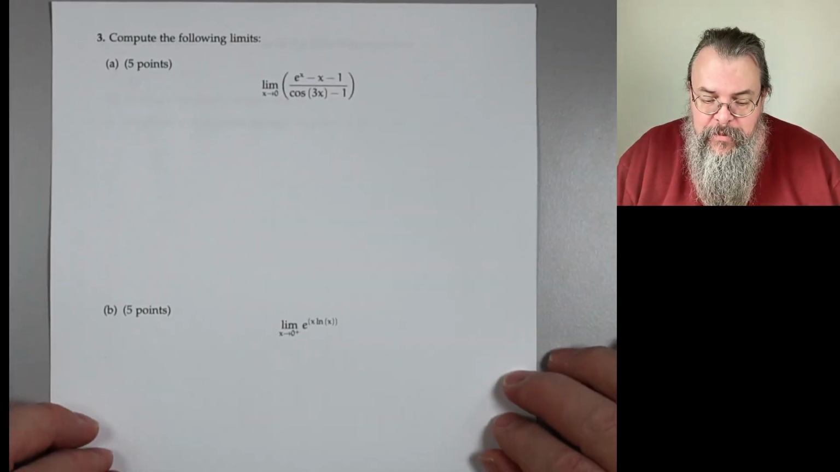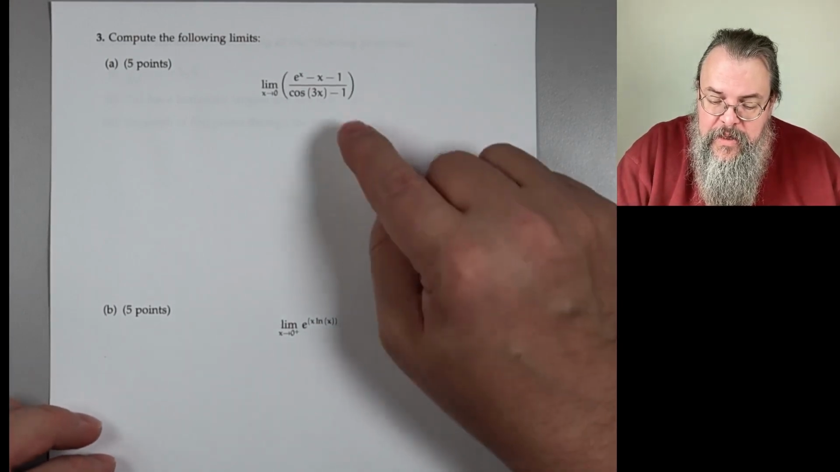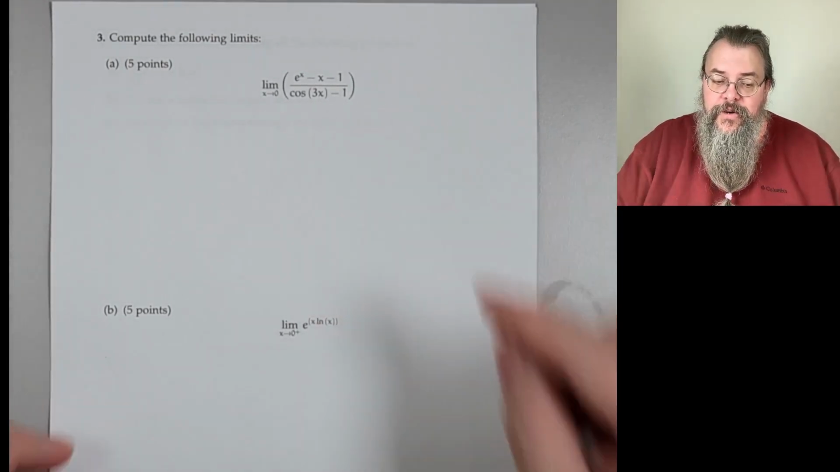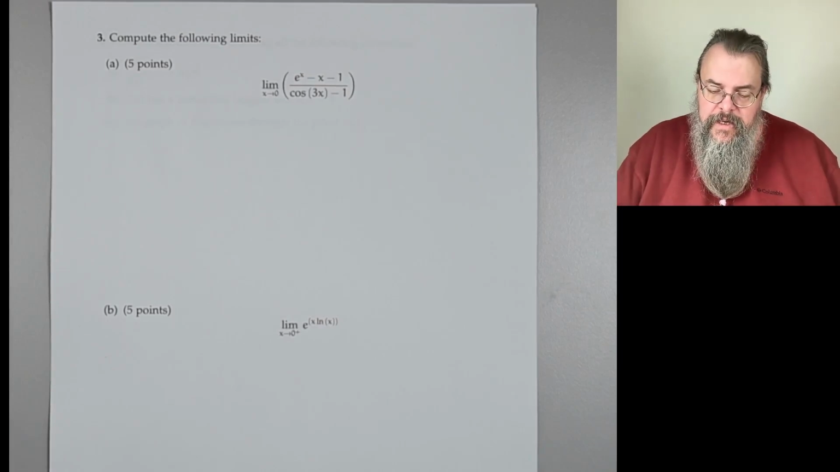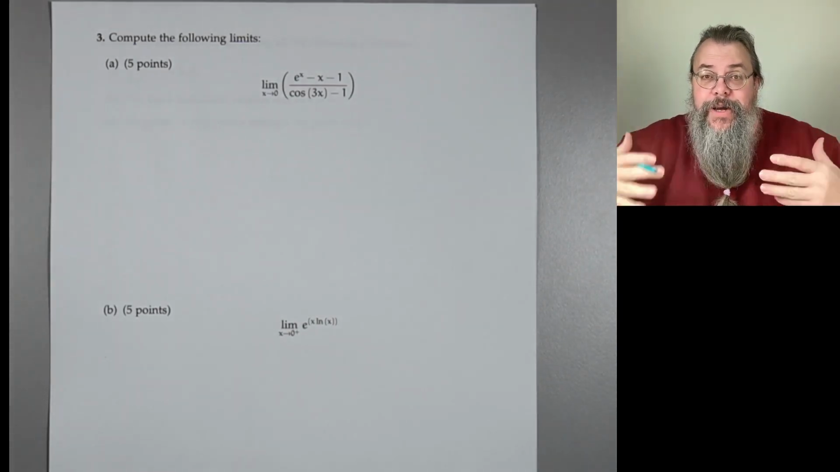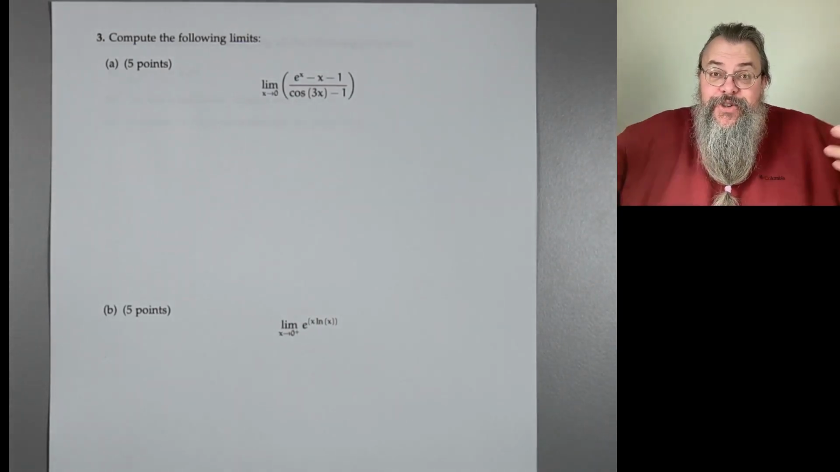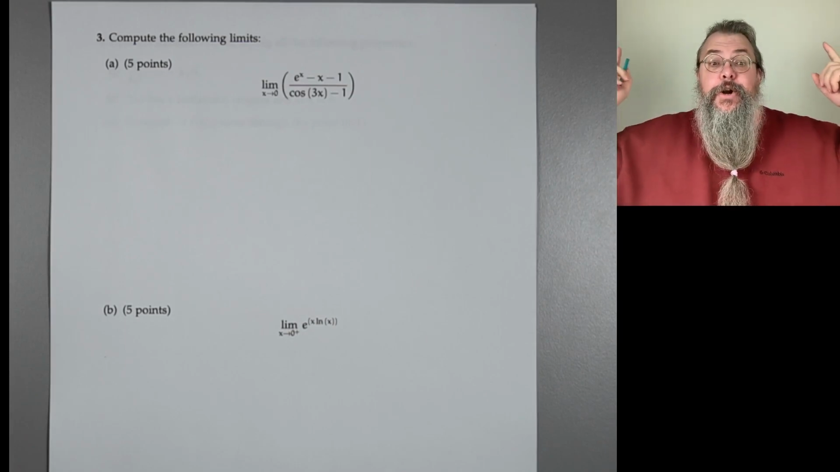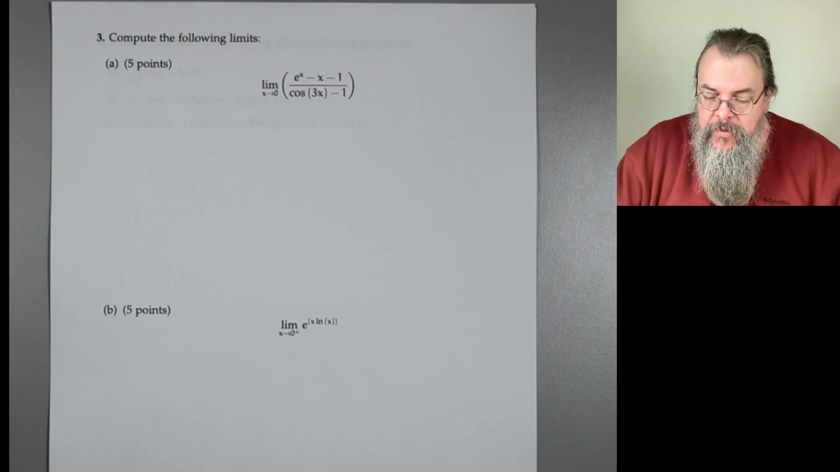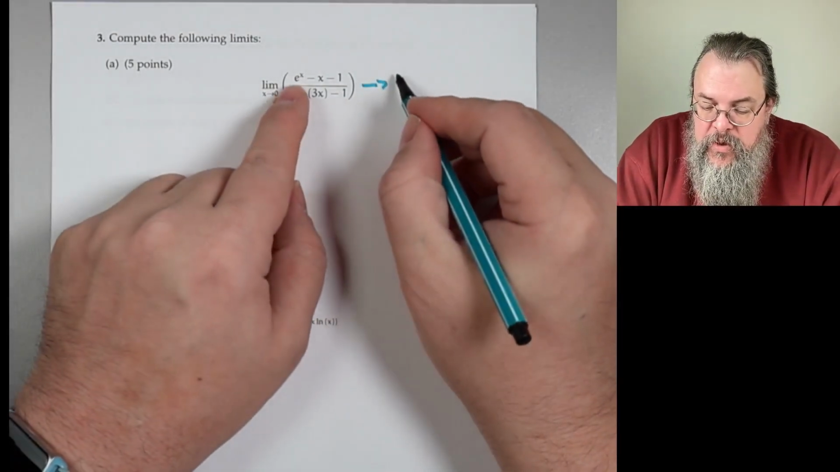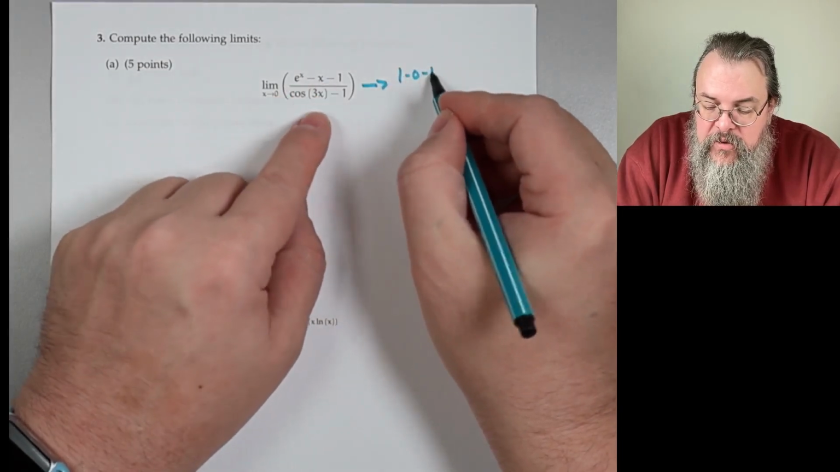Compute the following limits. We have 2 of them. Limit as x goes to 0, e to the x minus 1 over cosine 3x minus 1, and then something downstairs. We'll worry about that one later. Now, the first thing you always do when faced with a limit is try it. Plug it in and see what you get, because if you get an answer, you're done. So are we done? Well, what do we get? This is going to be e to the 0 is 1 minus 1 over 0 minus 1.